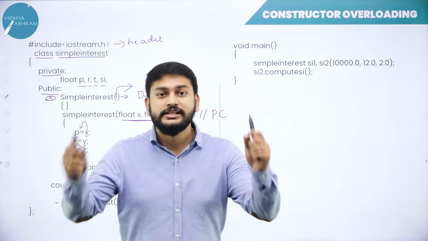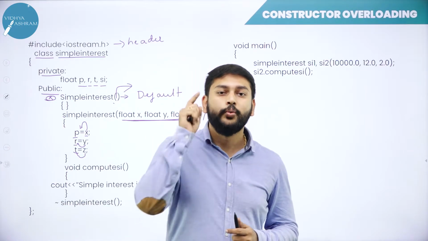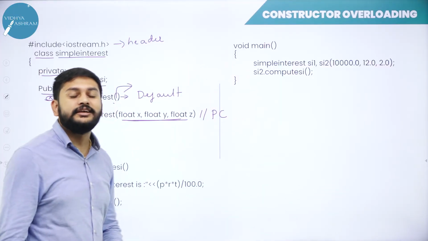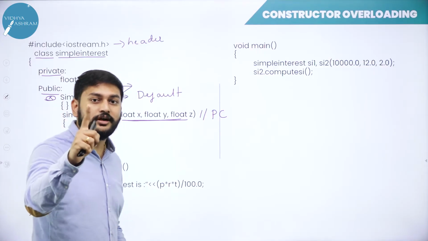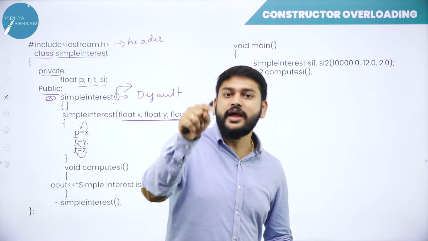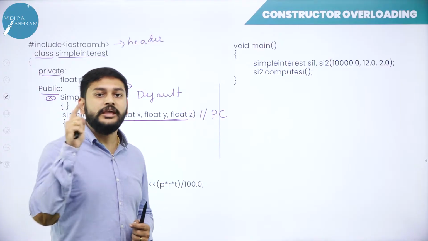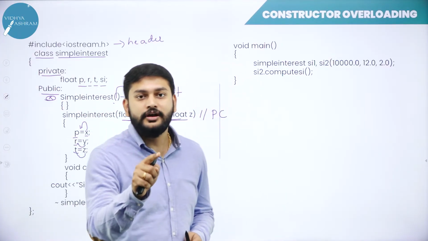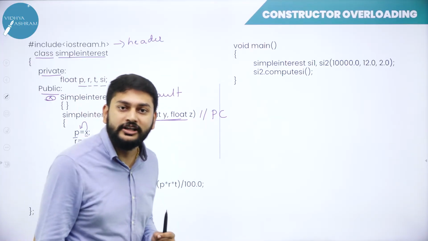My dear students, in the same way, if I have more than one constructor with the same name, what do I call it? I will call it constructor overloading. If I have more than one constructor in my class, then I will call it constructor overloading. Make sure that each constructor is a different type of constructor, then only I will call it constructor overloading.